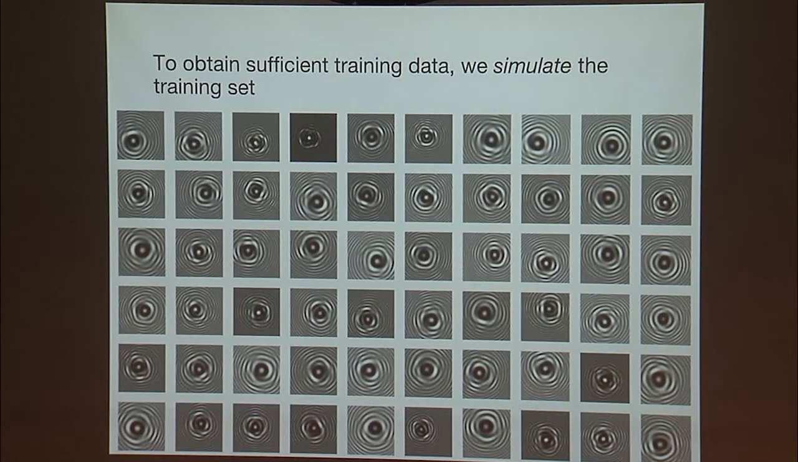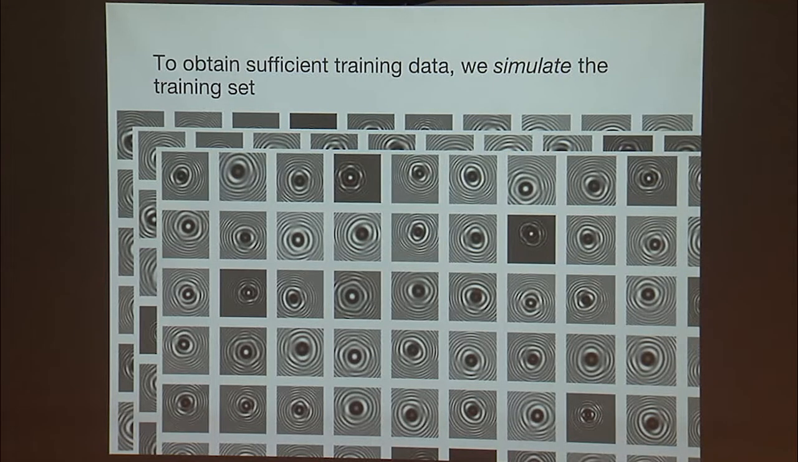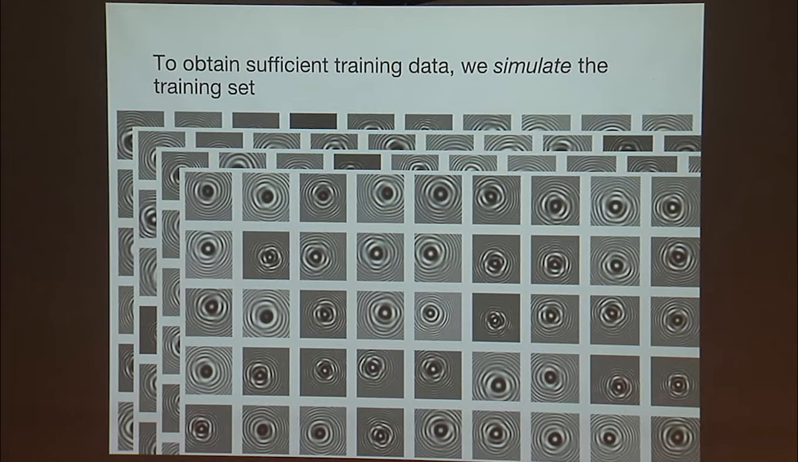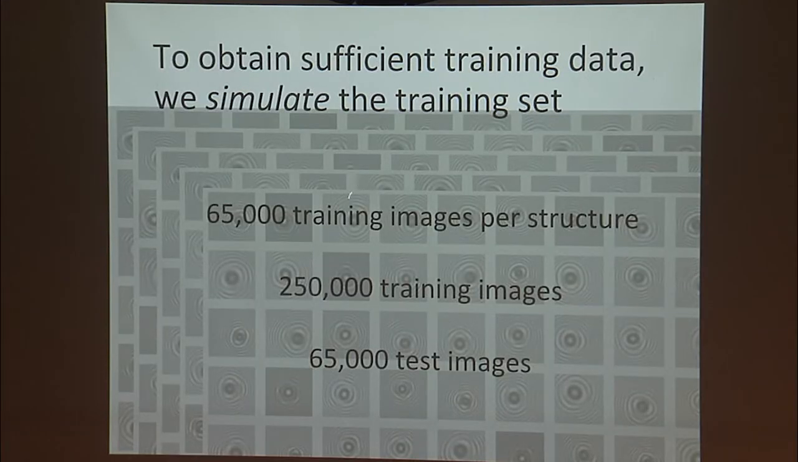So here's an example: these are holograms all for the same cluster. They look sort of different. This is a different cluster. This is a different cluster. To me, these things all look the same. This is for a different cluster. This is for a different cluster. So you see, you just simulate a lot. That just costs computer power. So Ellen made 65,000 training images per structure. So that's 250,000 total training images, and she held back 65,000 for a test set.